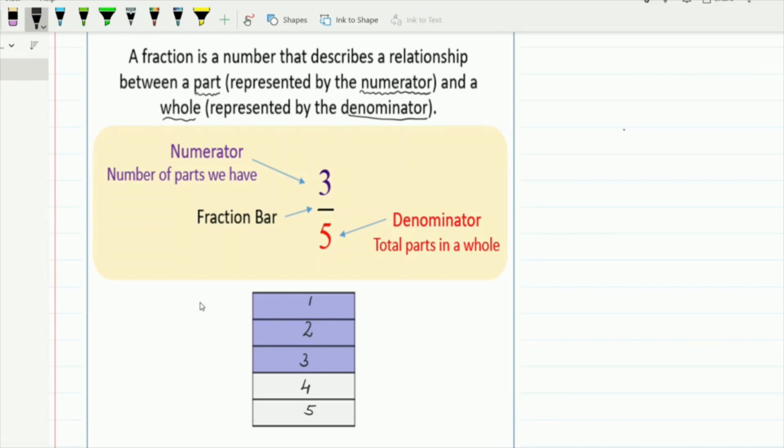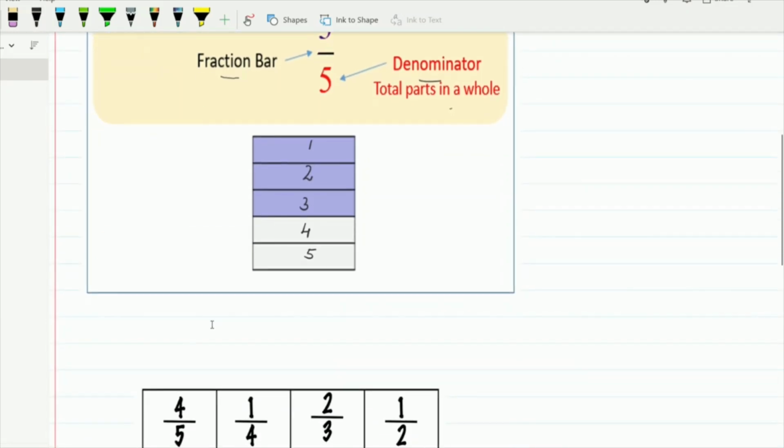The numerator and denominator are separated by a line. That line we call the fraction bar. So here the fraction bar is given. The two parts of the fraction are the numerator and the denominator. The denominator is the whole part and the numerator is the part we have selected. Here I will give another example. The figures are given here.